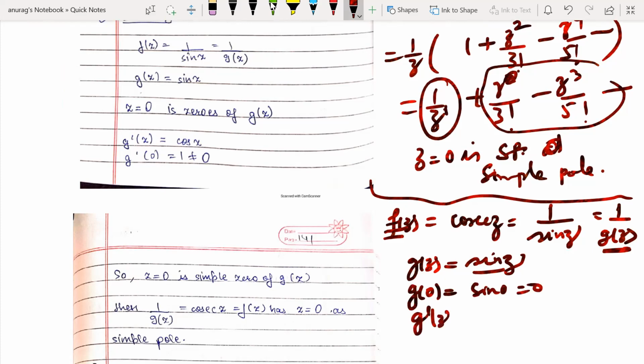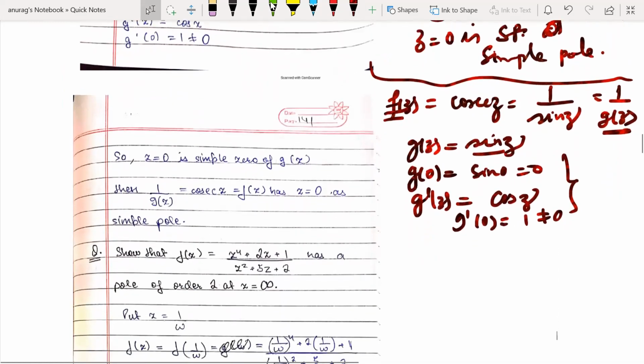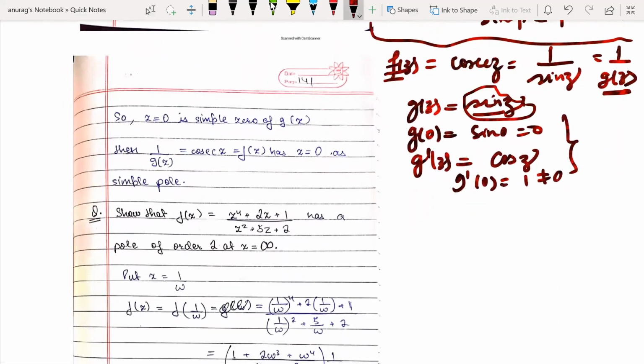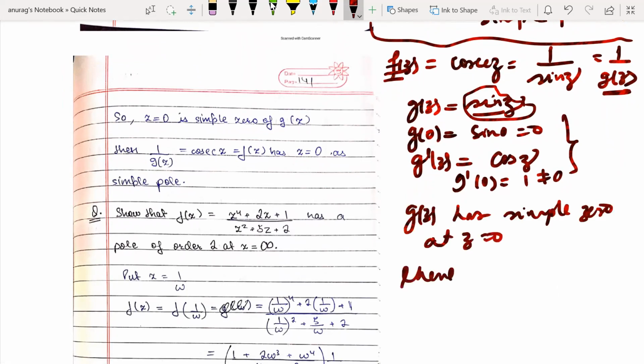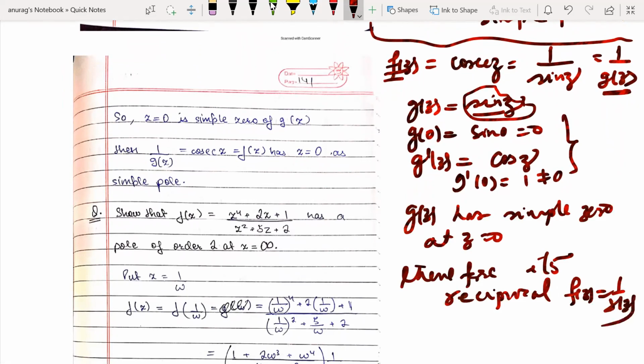But what about its derivative? I told you the zeros test. So it's cos z. And what about g dash 0? It is 1, not equal to 0. If the first derivative is not equal to 0, but the function is 0 and the function is analytic at z equal to 0, sin z is analytic, so g(z) has a simple zero at z equal to 0. Therefore its reciprocal f(z) equal to 1 upon g(z) has a simple pole at z equal to 0. So this is the second way to tackle this problem.